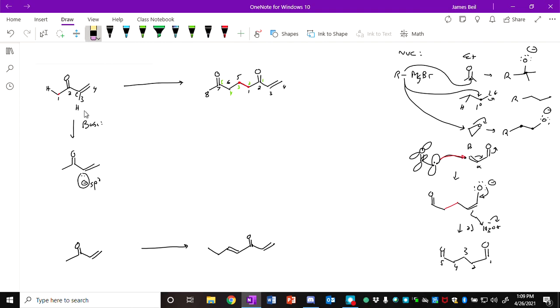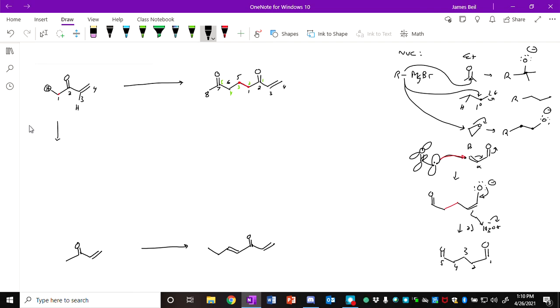We can't pick off an alpha carbon if it's part of a pi bond, or I should say if it's vinylic, because the resulting lone pair wouldn't be well stabilized on an sp2 hybridized carbon. So if I add a base to this, this is the only proton that could be removed. So really I've got two options here.